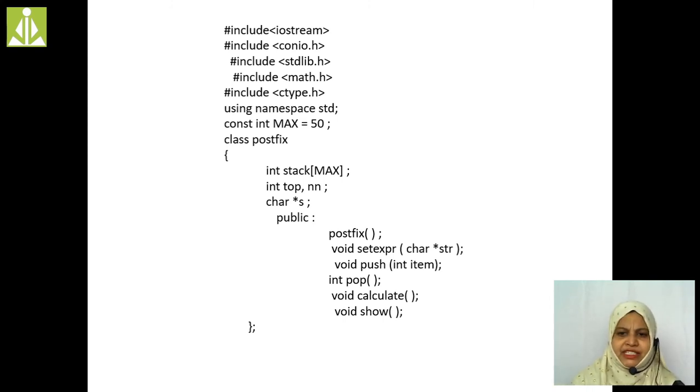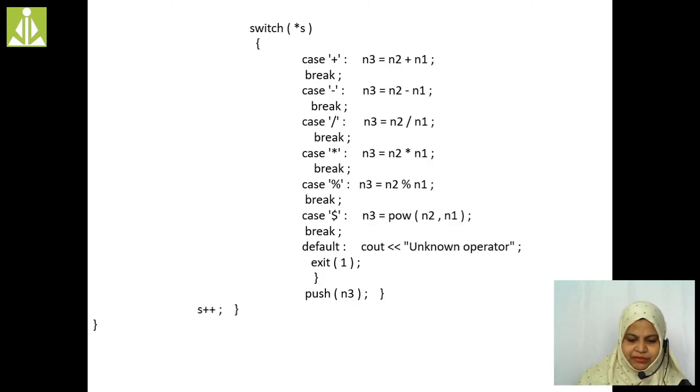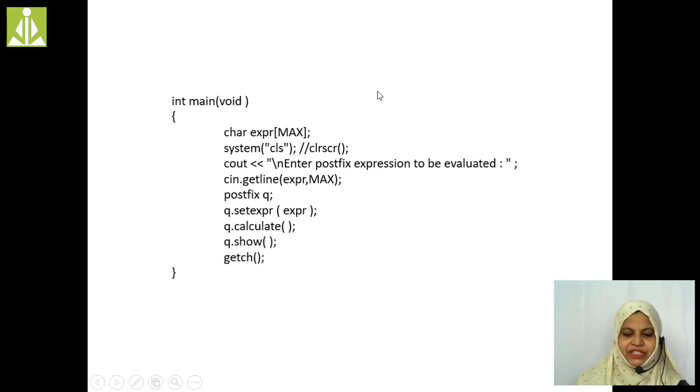So using namespace std is there, the same thing, we are going to use the namespaces in our program. Why? Because we are executing the complete program in C++, in Dev C++. See here in my main function, here I am going to represent the complete expression in terms of characters.